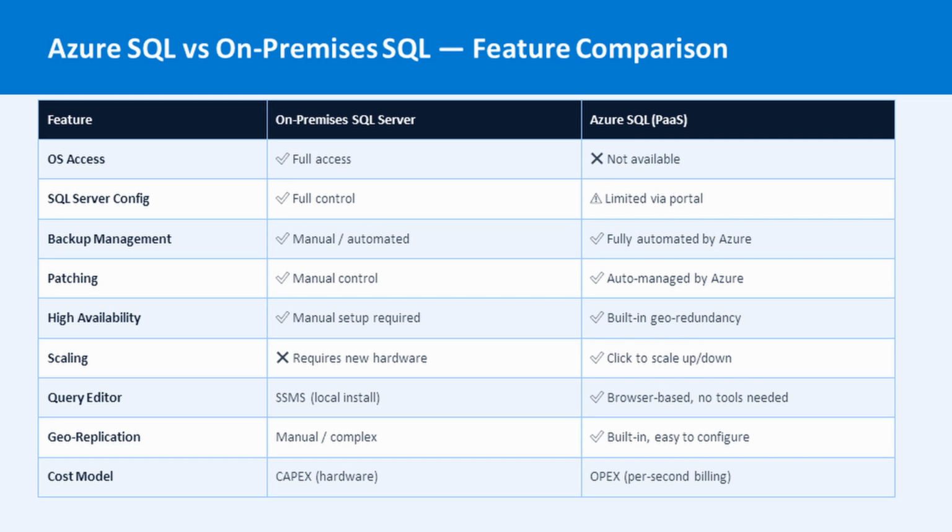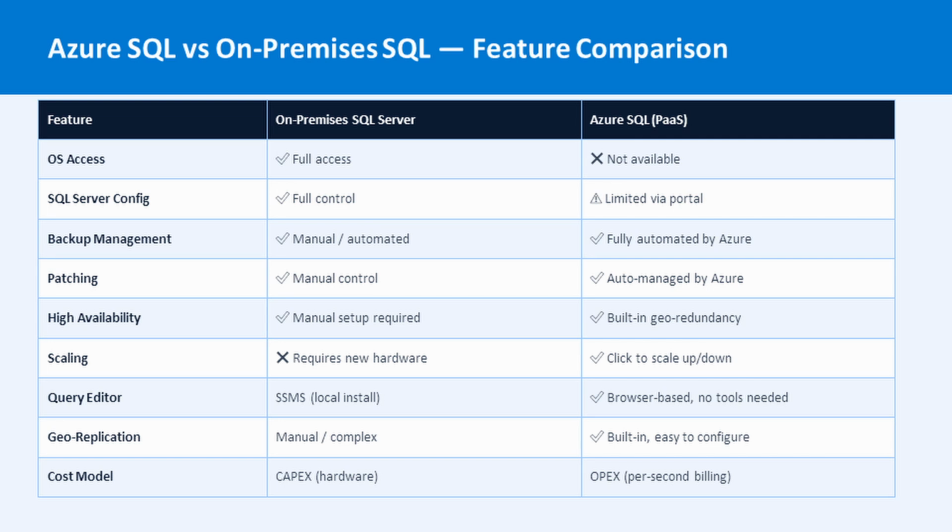Backup management. On premises, you are responsible for configuring and running backups. With Azure SQL, backups are fully automated by Microsoft. You do not need to think about them. Patching. On premises, you control when and how patches are applied. With Azure SQL, Microsoft handles all patching automatically.